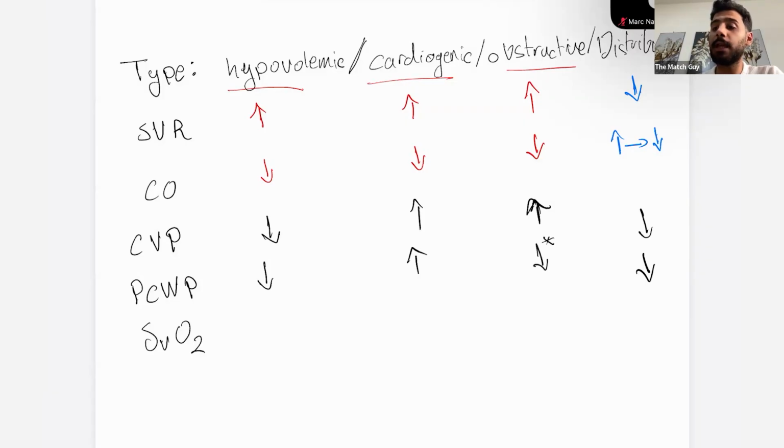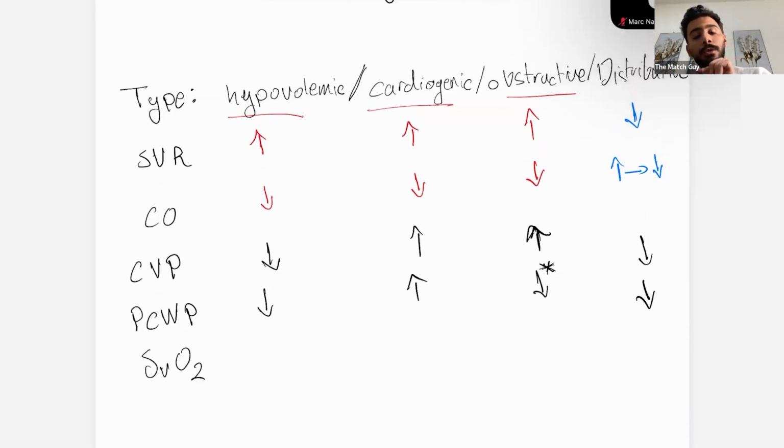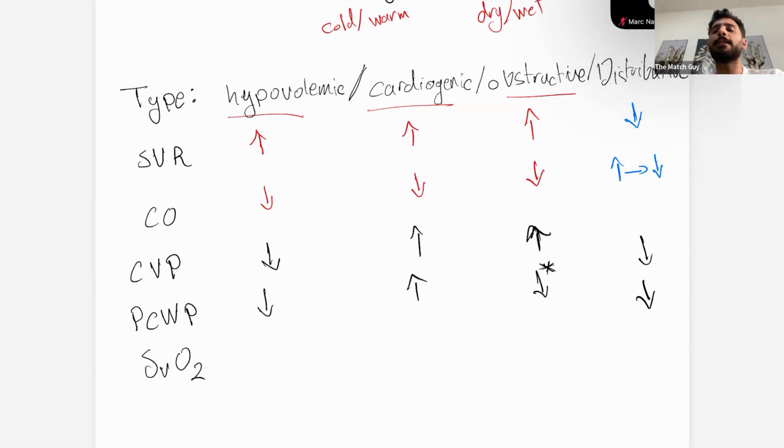And there's an asterisk because sometimes in the setting of tamponade, they might tell us that it is increased, but this is going to follow my logic of how do you look at this clinically. We clinically classify shocks as either cold or warm, and as dry or wet. Okay, what is the difference?